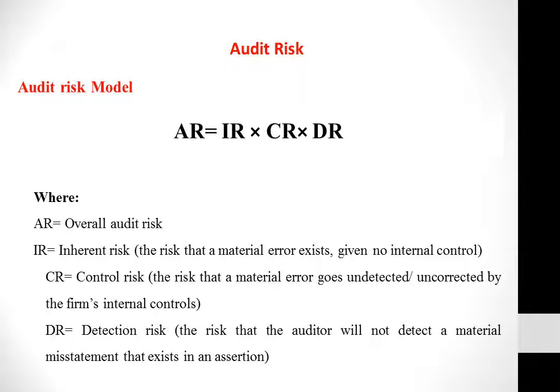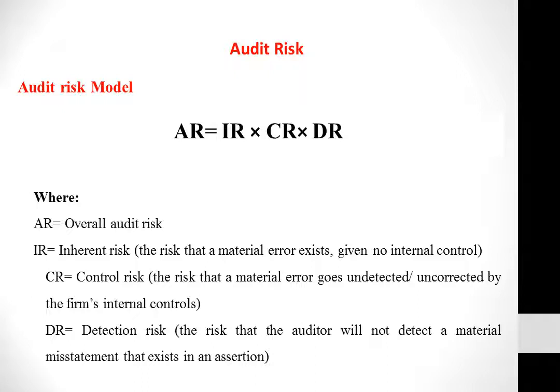DR, detection risk, is that the auditor will not detect the material misstatements that exist in the assertion. This is the failing of the auditor. DR means that the auditor failed to detect material misstatements. DR, or detection risk, means that the auditor failed to discover the errors in the financial statements, the material misstatements. So the audit risk model is AR equals IR multiply CR multiply DR.